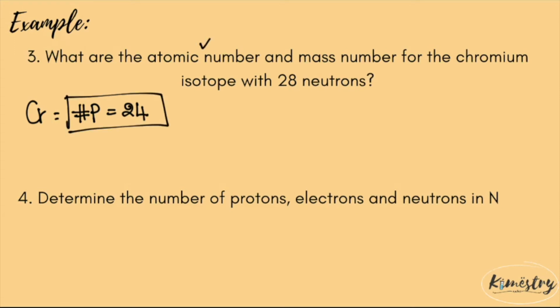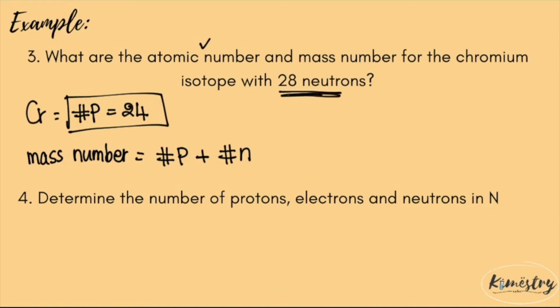How about the mass number? We know that mass number is equal to the number of protons plus the number of neutrons. They give us 28 neutrons and we know the protons, so we can find the mass number by adding them together. 24 plus 28 is equal to 52. Now another example: determine the number of protons, electrons, and neutrons in nitrogen.